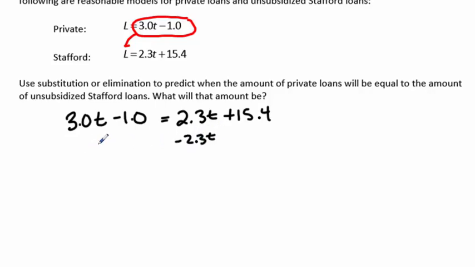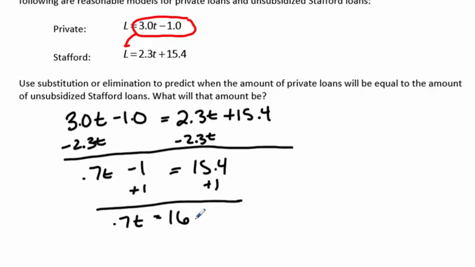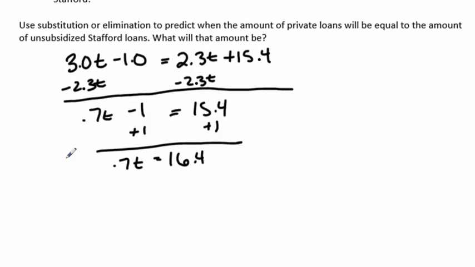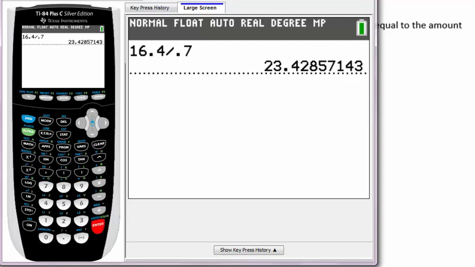First step is going to be to subtract the 2.3t from both sides. It'll give us 0.7t minus 1 equals 15.4. Now add the 1. 0.7t equals 16.4. And divide both sides by 0.7 to solve for t. Let's go to our calculator. 16.4 divided by 0.7 gives us about 23.43.